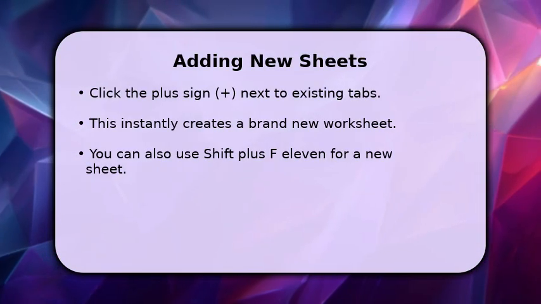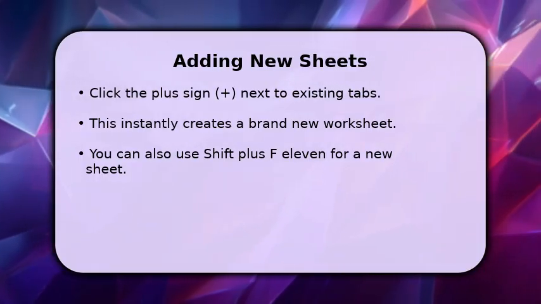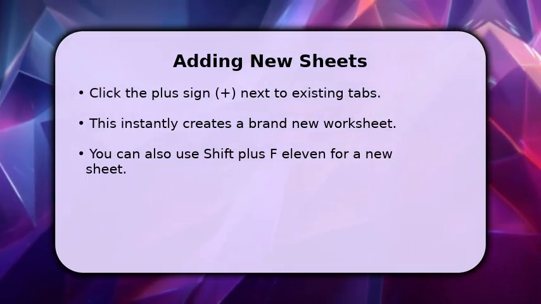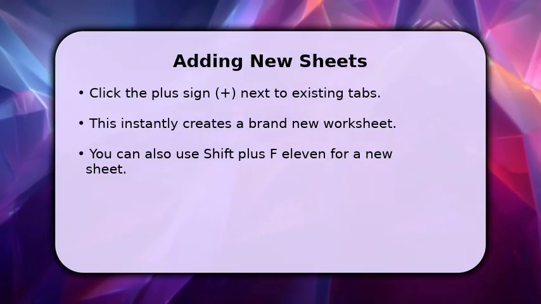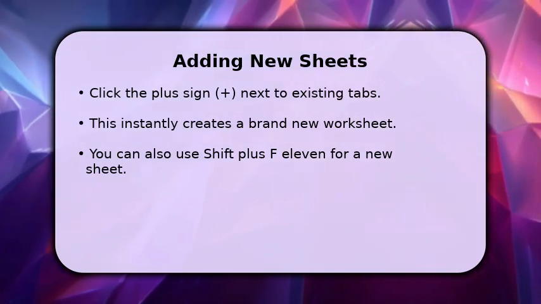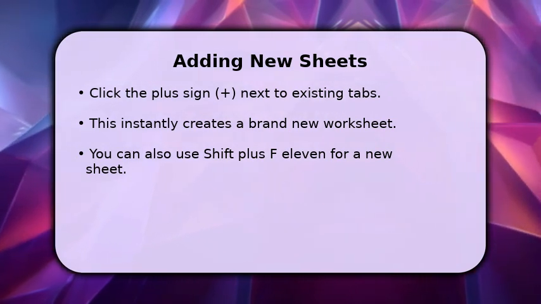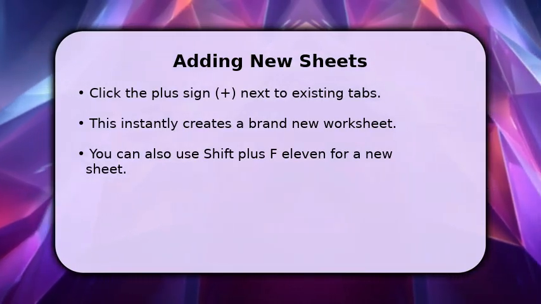If you need a completely new workspace, adding a sheet is also very easy. Simply click the small plus sign icon, often labeled New Sheet, located right next to your existing sheet tabs at the bottom of the window. This action instantly creates a fresh, blank worksheet for your data. Alternatively, you can press the Shift key and the F11 key simultaneously on your keyboard to achieve the same result.